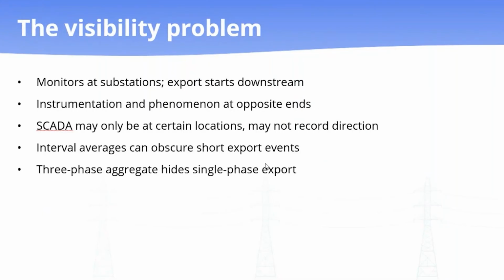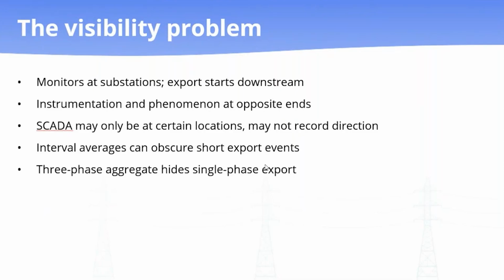Monitoring is concentrated where the assets are expensive, substations and major equipment. Export starts where the DER is, at the edge of the system. Instrumentation and the thing being observed are at opposite ends of the feeder. Export begins on services, secondaries, and laterals before it reaches the substation.